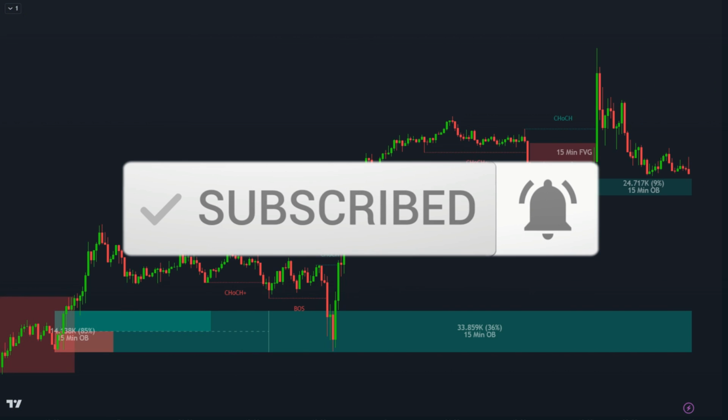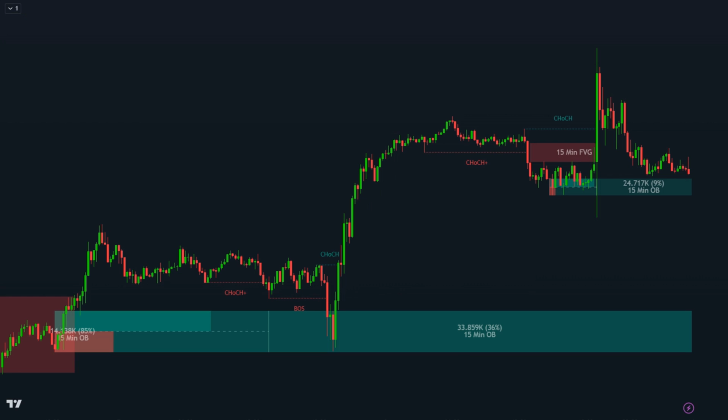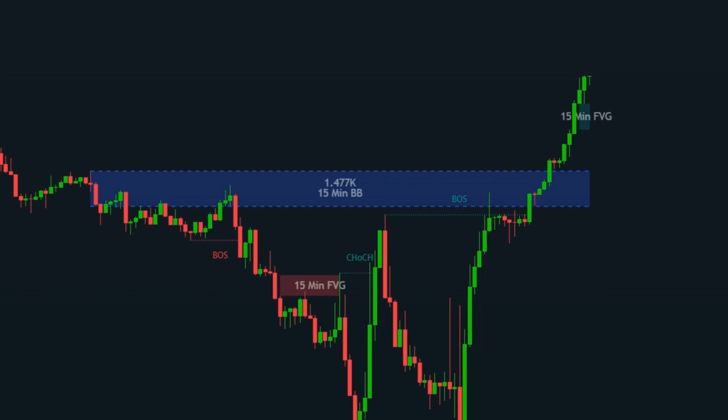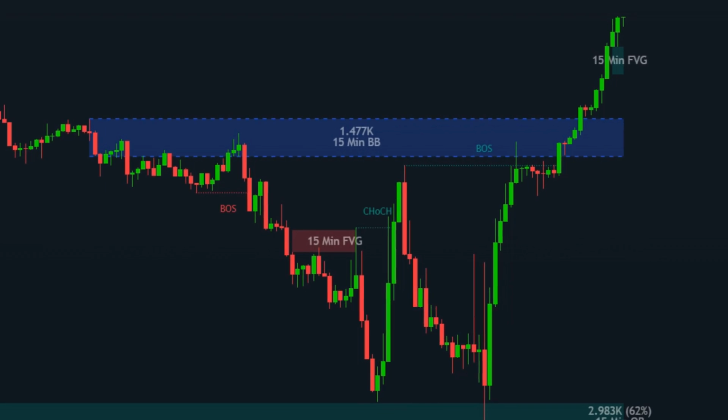Alright, so we talked about the amazing toolkit, but let's see what it can actually do. First up, we've got breaker blocks. Remember those order blocks you love? This indicator tracks them, and when they get broken, it identifies them as breaker blocks. Just like support turning into resistance, these breaker blocks can signal potential market reversals.